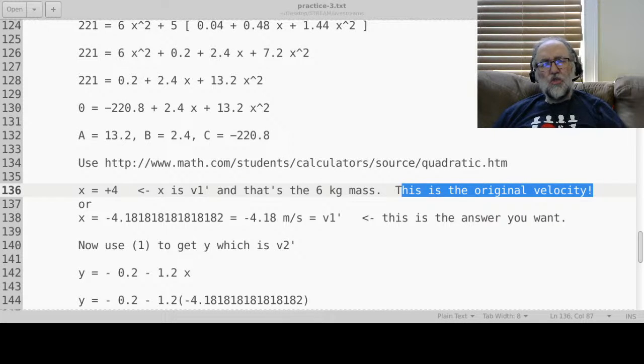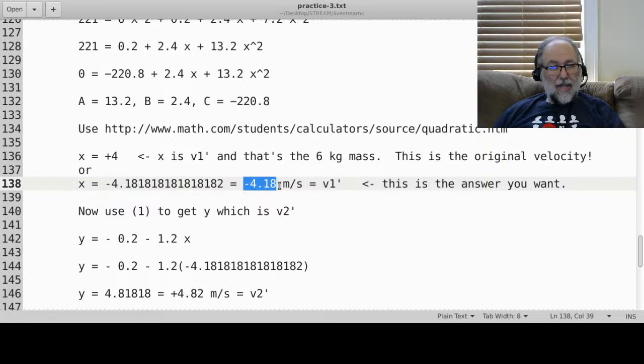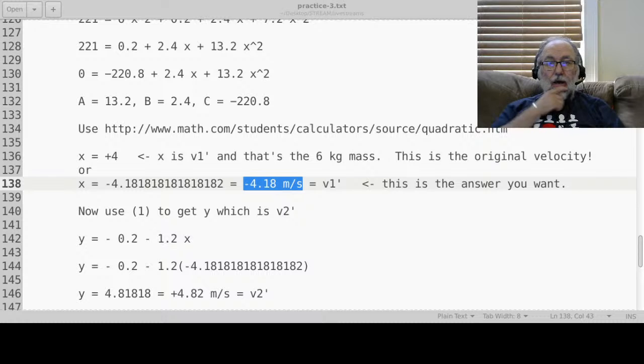Okay, so because we're going to assume that there actually was a collision, the two did actually interact. And that's this number right here. I just cut and paste all the digits, and that just rounds down to negative 4.18 meters per second, and that's your v1 prime. Okay, that's the answer you want. Let's think about it for a second before we continue the problem. Does it make sense?